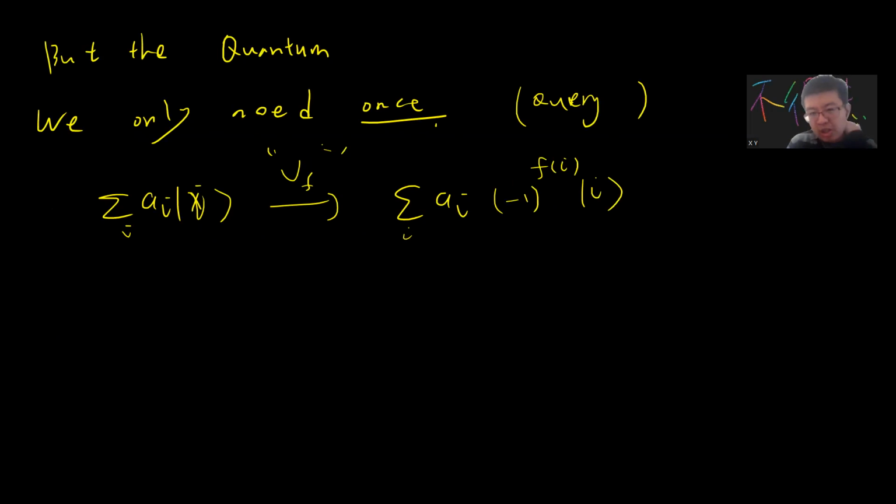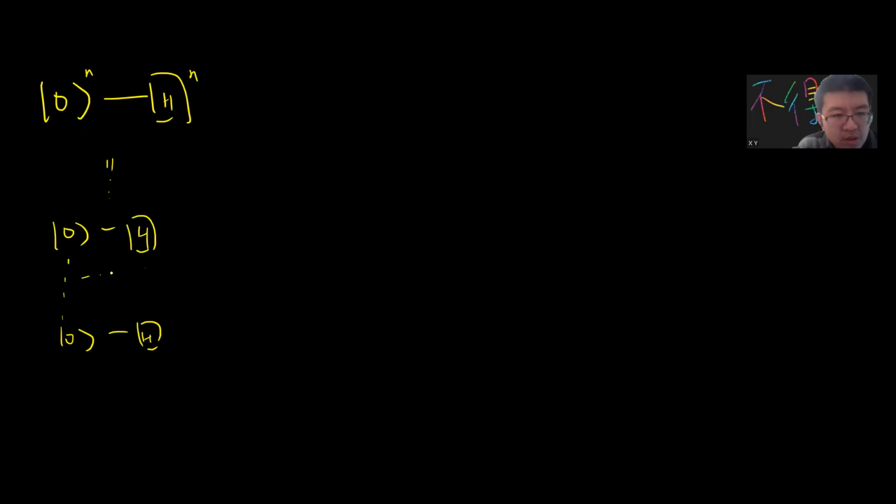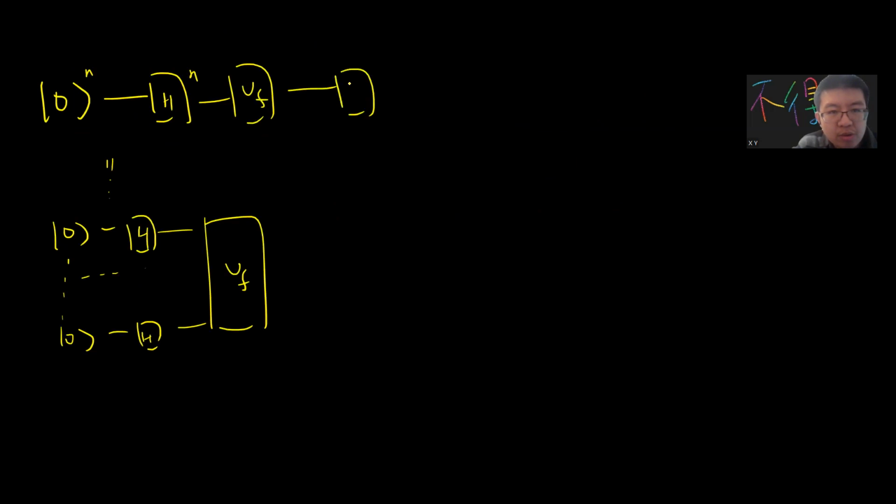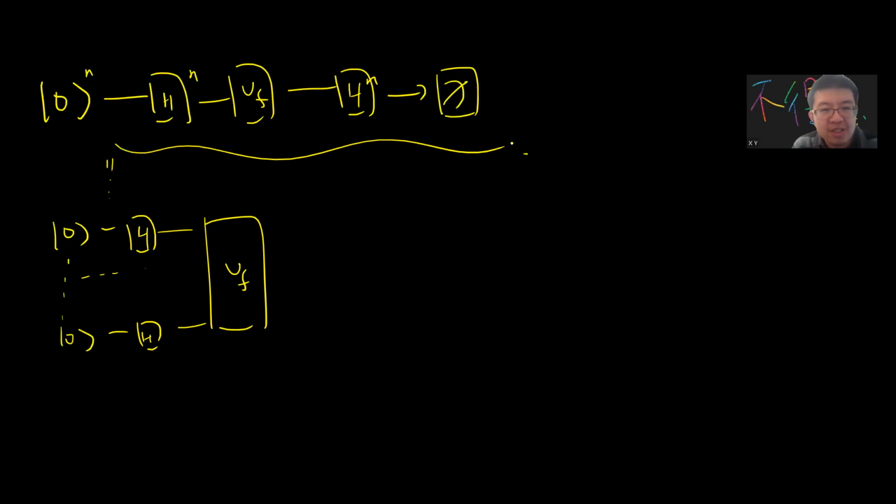The idea is that you only need one query, and the proof is very simple. You start with |0>, the n-fold tensor product |0...0>, and apply n Hadamards. Let me just write this. So you have UF, then H to the n, and then measure. That's it. Let's try to prove this.